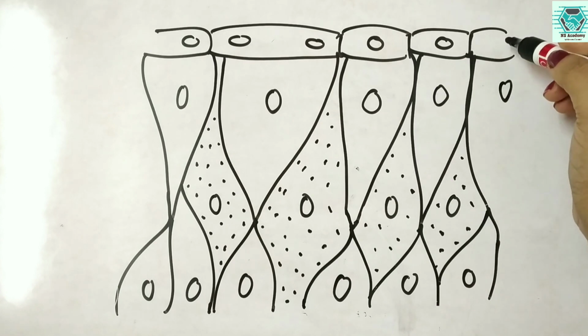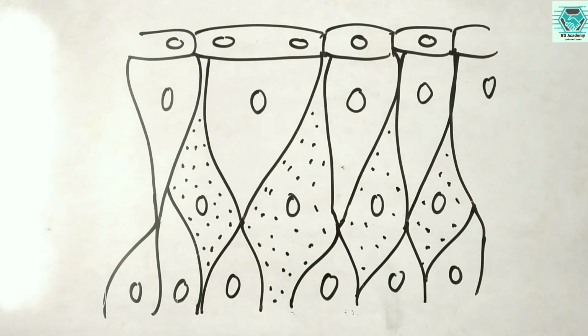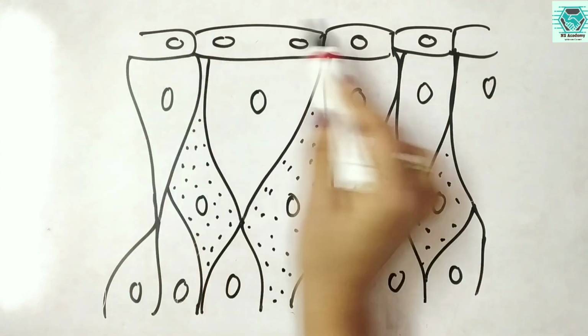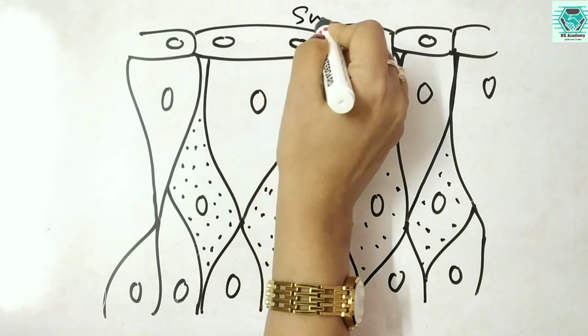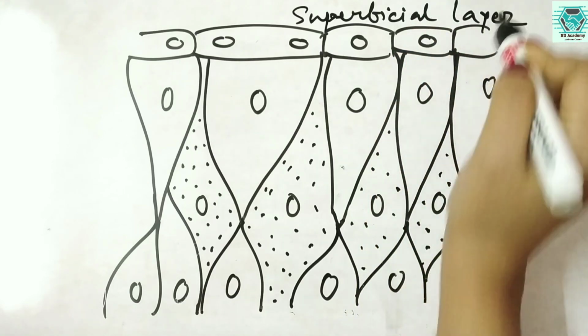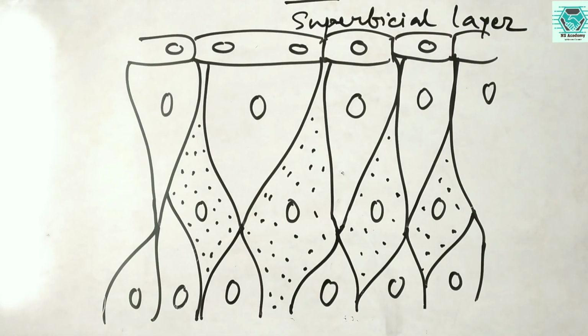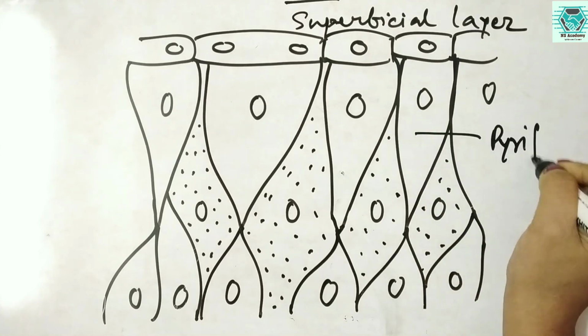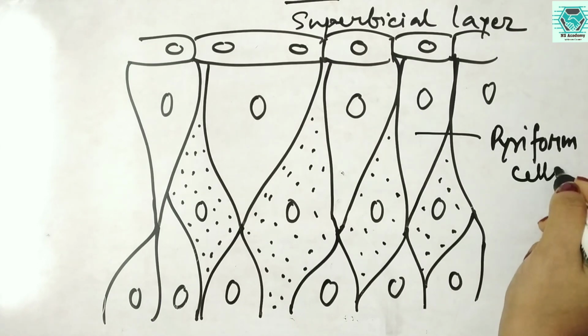So this is the superficial layer. After the superficial layer, the next layer cells are called pyriform cells. Then the next one or two layers consist of small polyhedral cells.